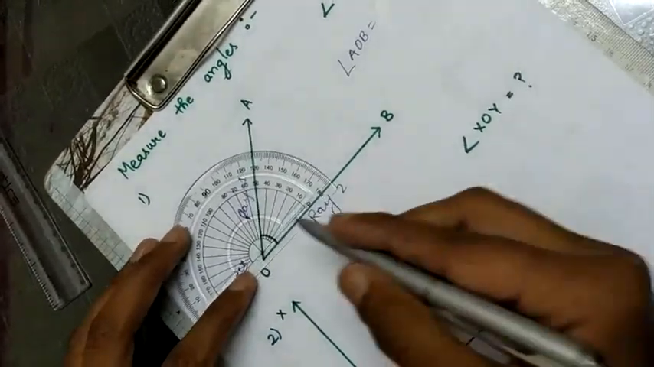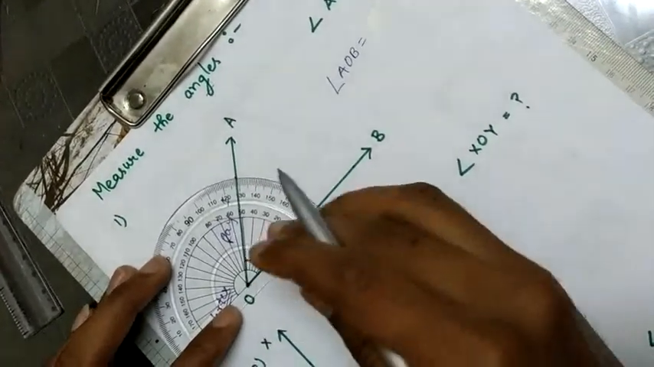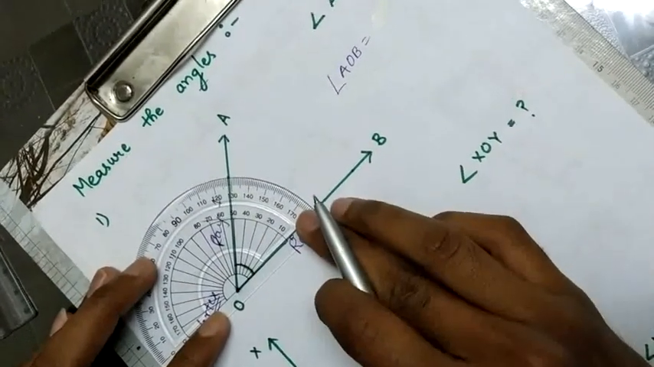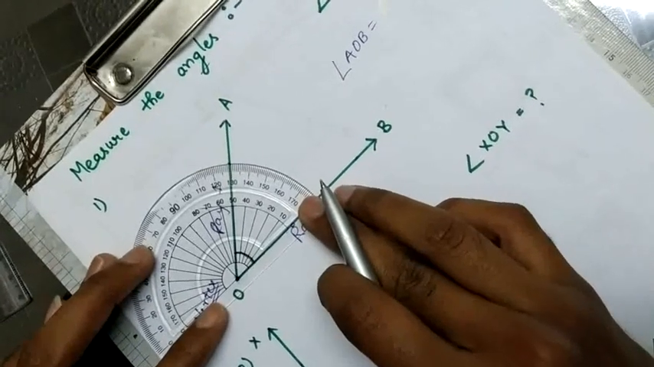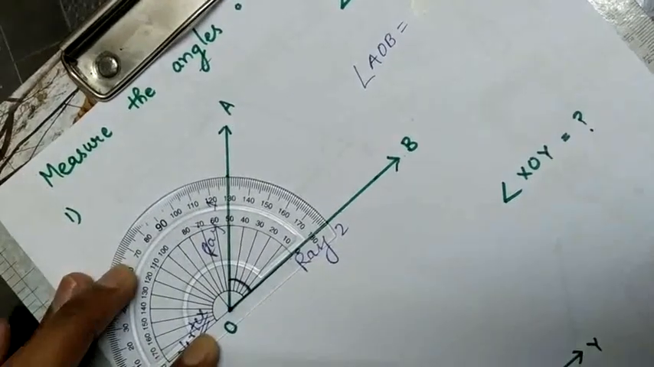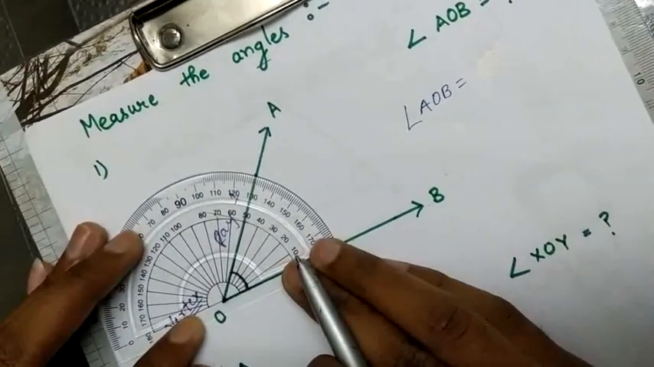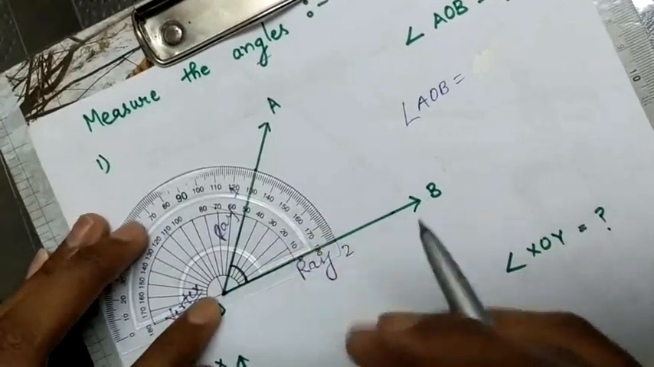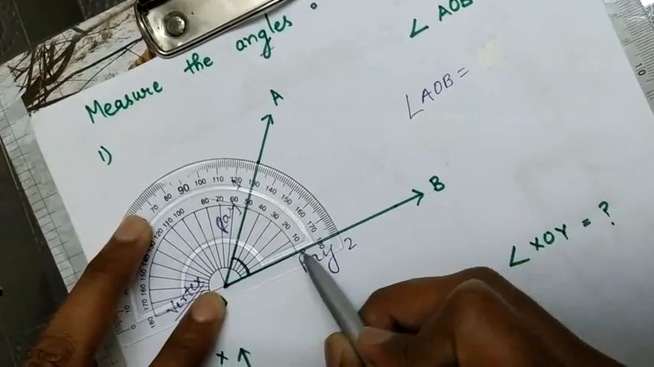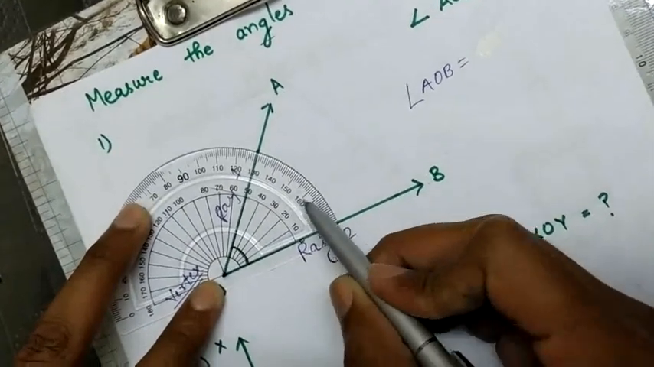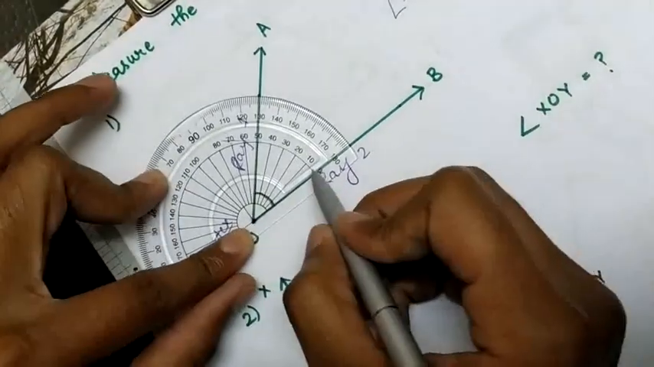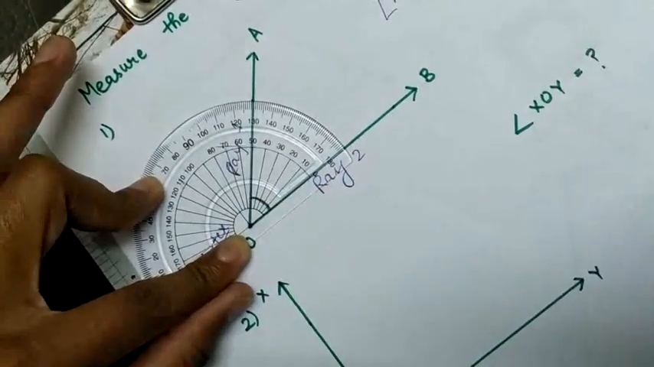Now put the center point of the protractor on the vertex point of the angle and also join the bottom lines of the angle and the protractor like this. Now look at this. We always start from 0: 0, 10, 20. Here two numbers are there, 180, 170, 160. But we will start from 0 and we will take the inner part of the protractor.